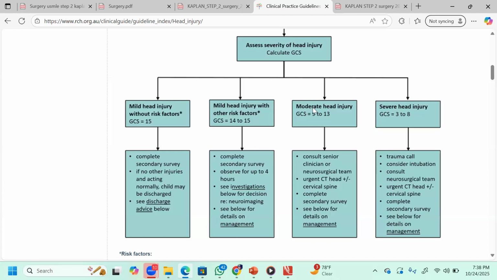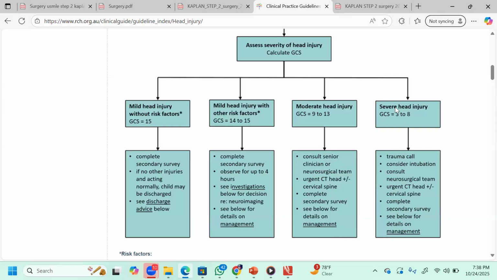Okay. So in case of moderate head injury, when there is a GCS of 9 to 13, you have to consult with the senior clinician, the neurosurgical team, and do an urgent CT. When there is GCS less than 13, you will go with a CT scan. So urgent CT head and cervical spine and a complete secondary survey as well. The secondary survey you always have to complete after primary resuscitation, and you have to consult with the senior clinician and neurosurgical team.